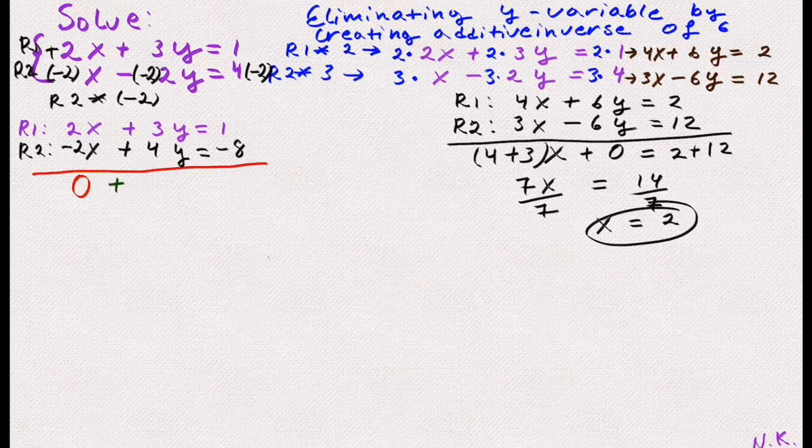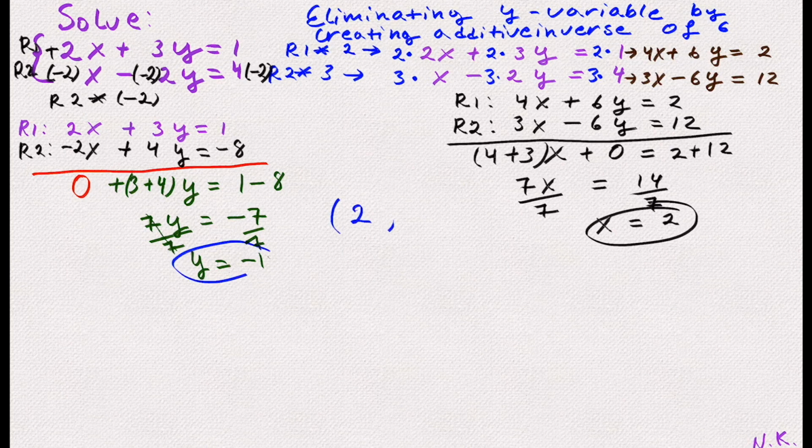Then we have 3y's in row 1 plus 4y's in row 2. And it's equal to 1 minus 8 on the other side. 3 plus 4, 7y equals 1 minus 8, negative 7. And in order to solve for y, let's divide both sides by 7. And we get y is equal to negative 7 divided by 7, negative 1. Our point is x is equal to 2 and y is equal to negative 1.